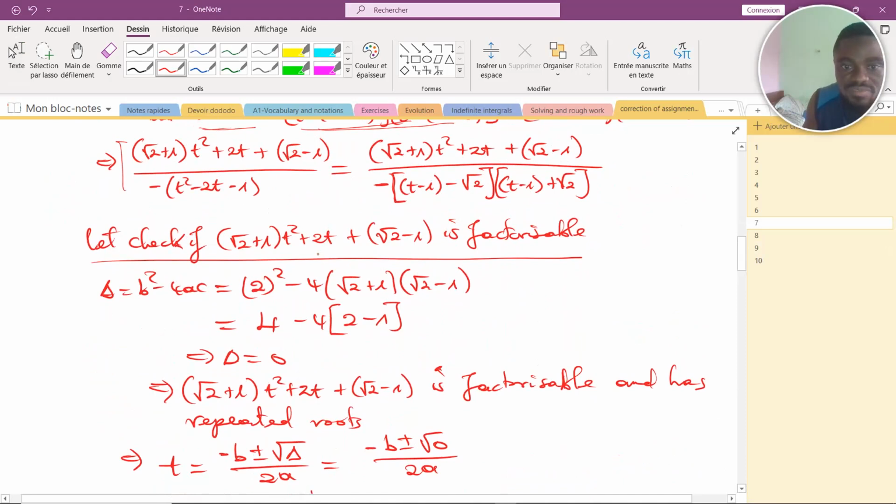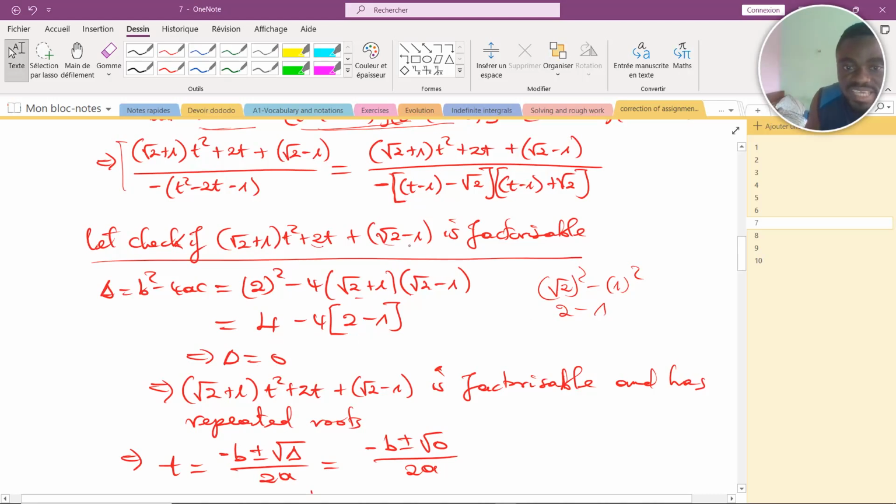So let's check if this top is factorizable. I'll calculate my delta. My delta will be b squared minus 4ac. Our b here is 2. 2 squared minus 4 into what? a is root 2 plus 1 and c is root 2 minus 1. You see that this is a difference of two squares, so you are going to have root 2 squared minus 1 squared. So that will give 2 minus 1, which is 1. And 4 minus 4 will be 0. We see that delta is equal to 0.